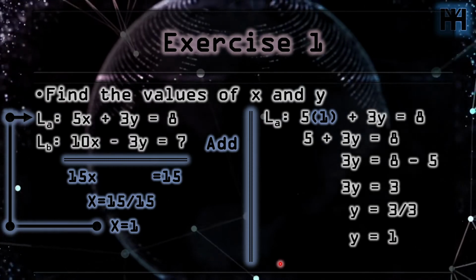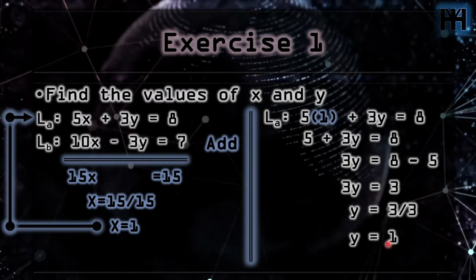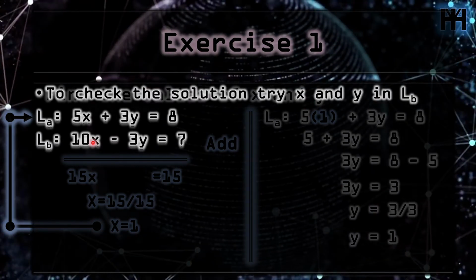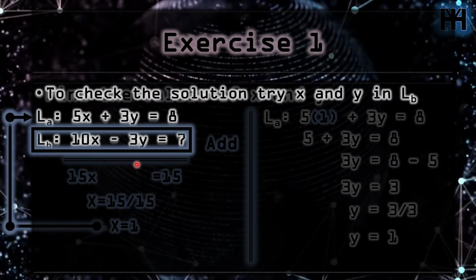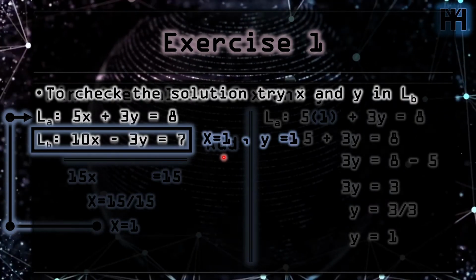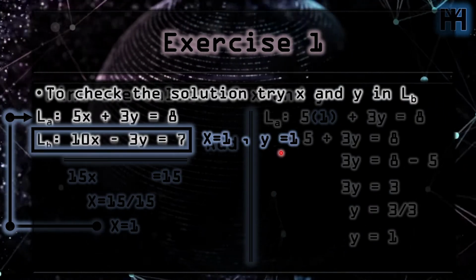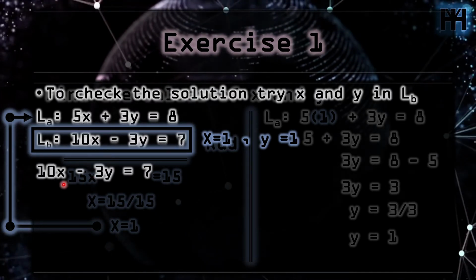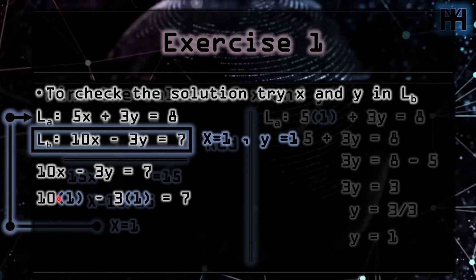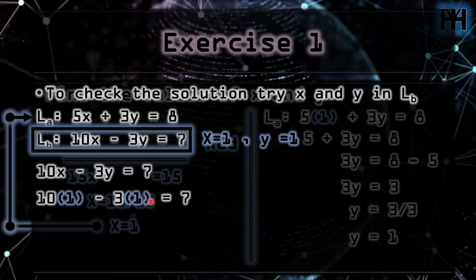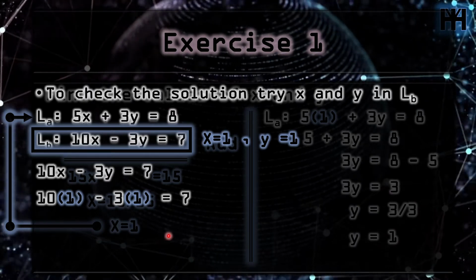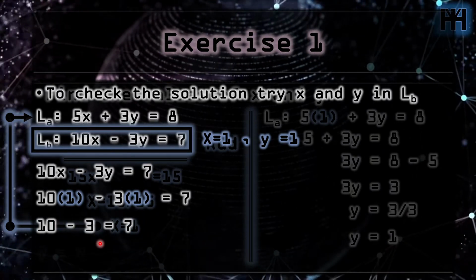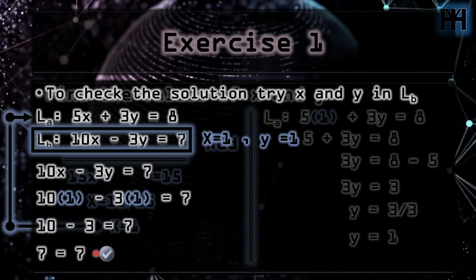Okay, we have successfully got the x value and the y value. Now to check the solution, try the x and y in LB, this equation. Okay, so we have got the x with 1 and y with 1. So we have 10x minus 3y equals 7. We'll get here 10 multiply 1 minus 3 multiply 1 equals 7. So it's 10 minus 3 equals 7, so it's 7 equals 7, so it's correct.